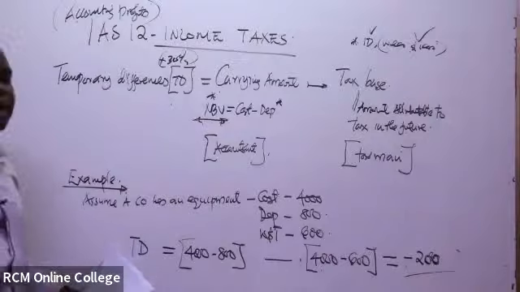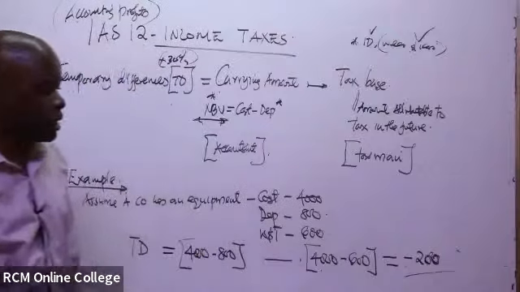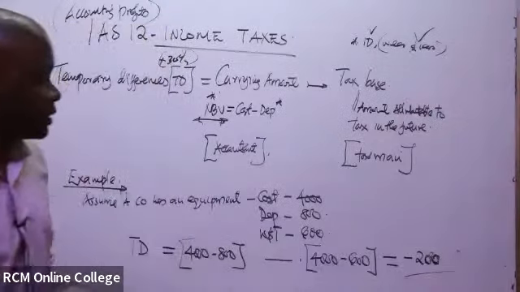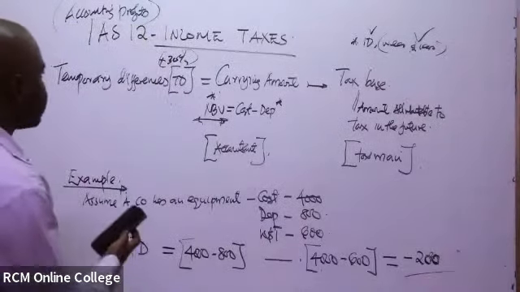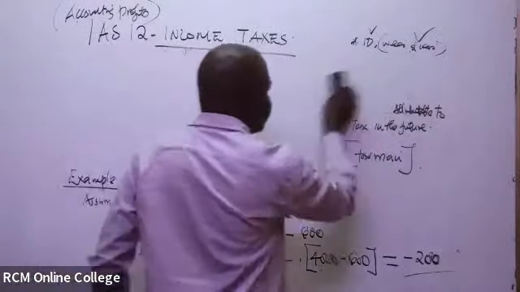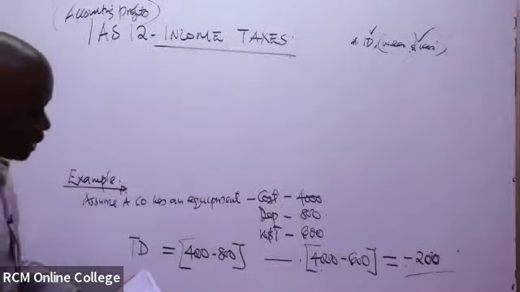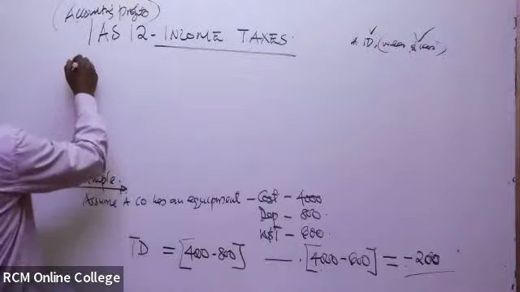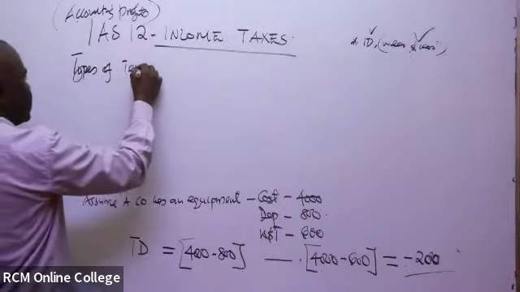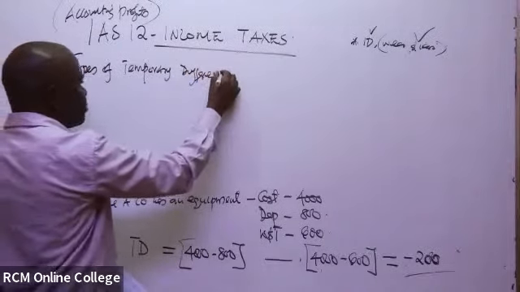They can be two. We can have deductible, and we can have taxable. So if it is negative, it will be deductible. If it is positive, we refer to it as a taxable temporary difference. So you can write something briefly: the types of temporary differences. They are two.